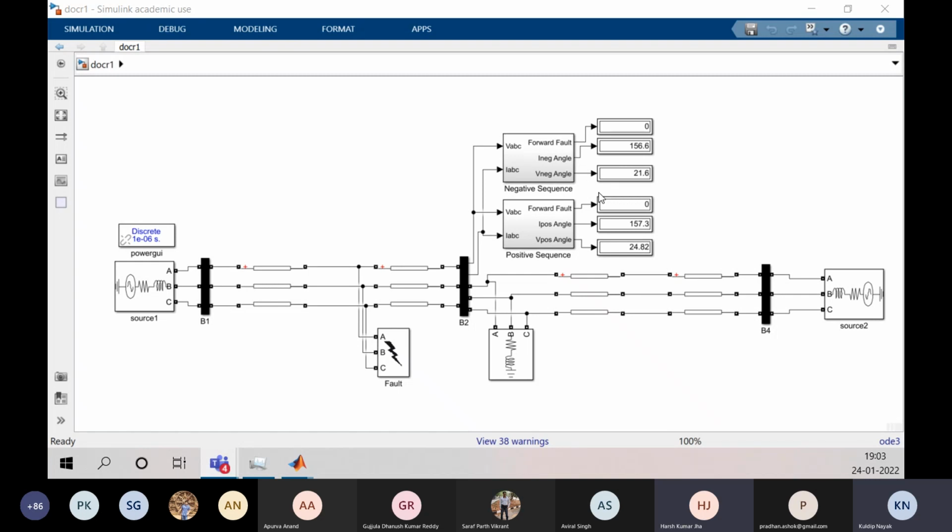Hello. Okay, so this is the angle of voltage, and this is the angle of current. Can anybody reply whether I am audible or not? Yes, Kuldeep, you are audible.